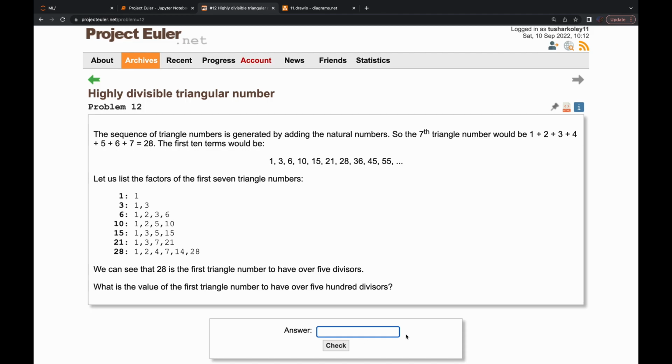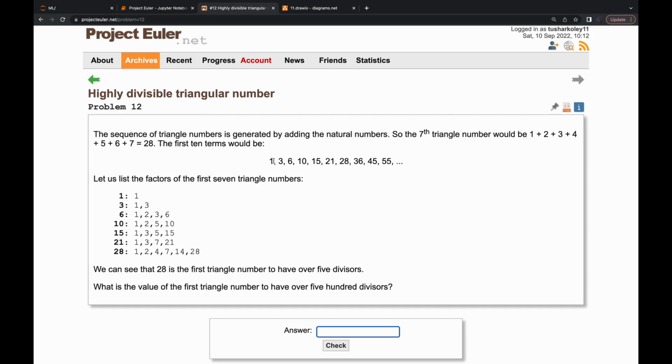Alright, let's move into problem number 12 now. So let's read out the problem. Problem number 12 defines the triangle number. The 7th triangle number means 1 plus 2 plus 3 up to 7. Just add from 1 to 7 and that becomes 28. That's the 7th triangle number.